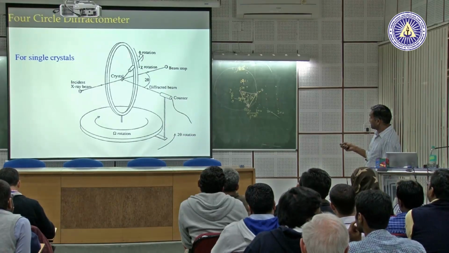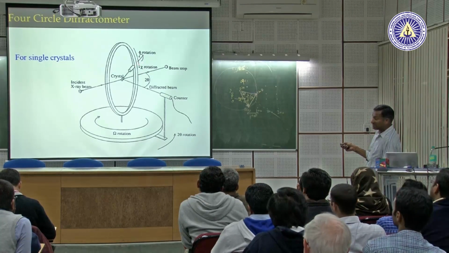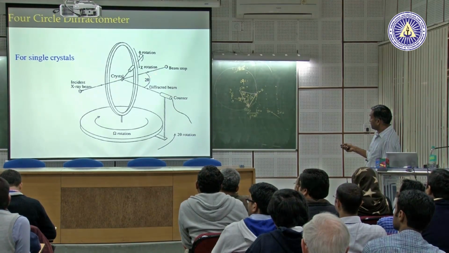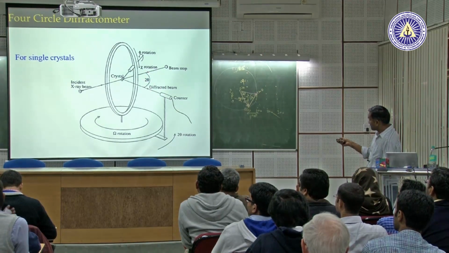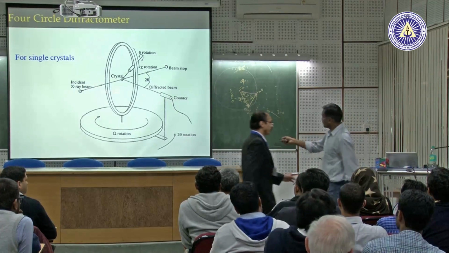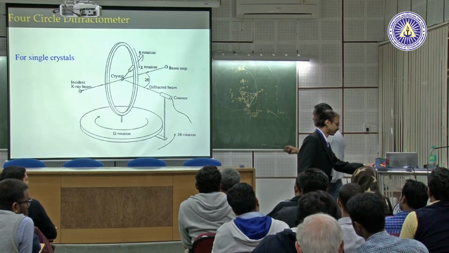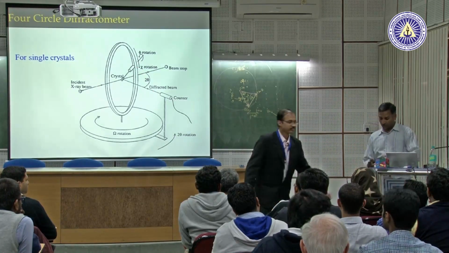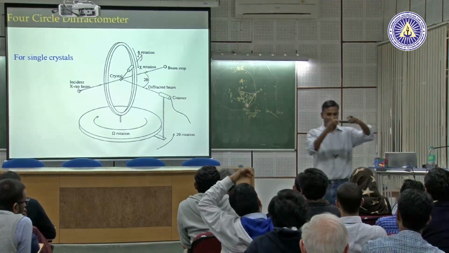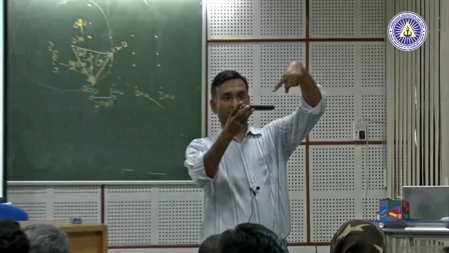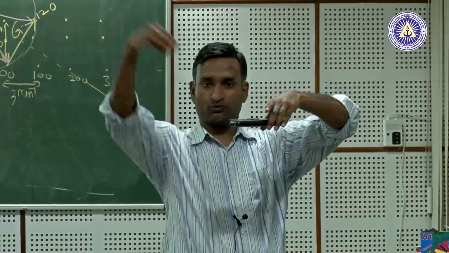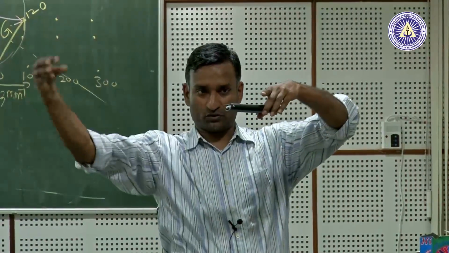You can rotate the crystal around its own axis, which is one rotation. You can rotate the diffractometer within the same plane as the incident beam. So this is the 2 theta rotation. This is the sample. So your diffraction beam is coming like this. This is the incident beam, this is the diffracted beam. So you can put a detector which can rotate. This is a 2 theta rotation.